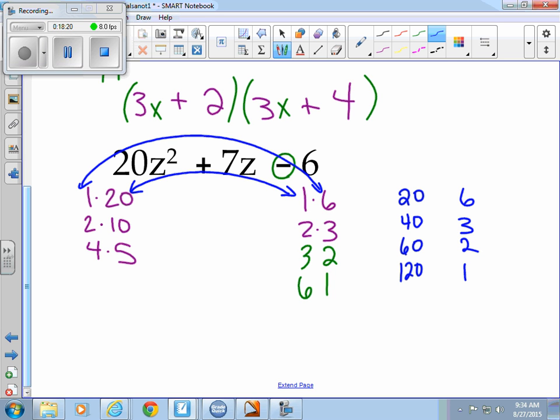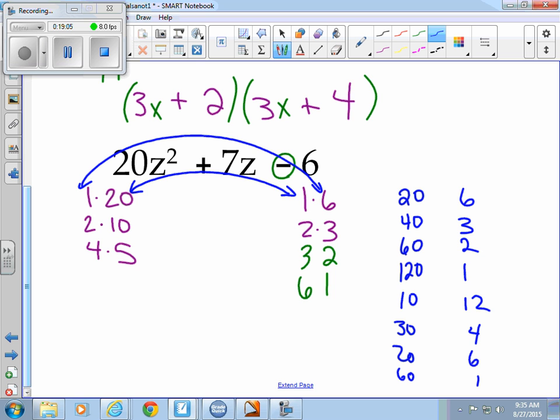Move on to the 2 and 10. 10 and 12. These look a little better, don't they? 10 and 12, those subtract to give you 2, but they're closer than the others were. 30 and 4. 60 and 1. Okay. Let's skip it. 20 and 6, and 60 and 1. Did any of those work? Move on. Of course, the last one. Well, sometimes it will be the last one.